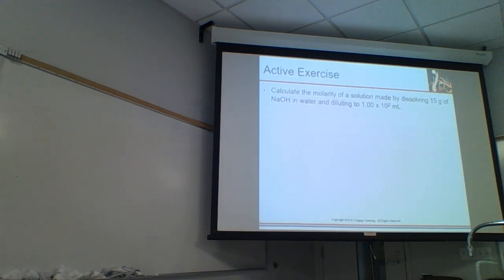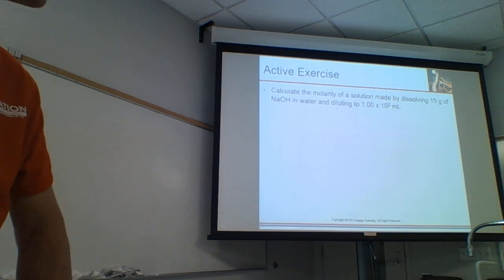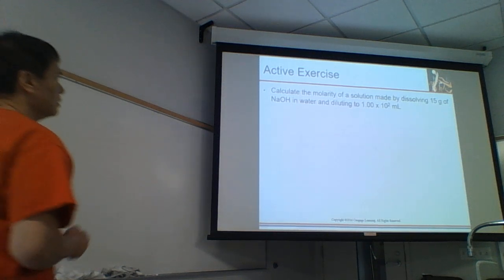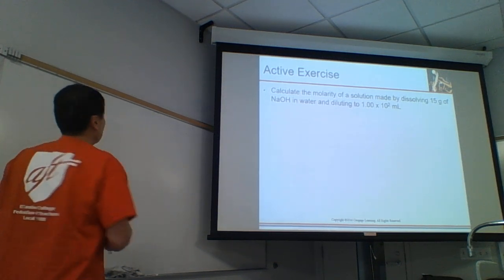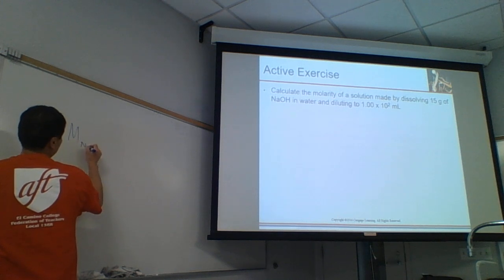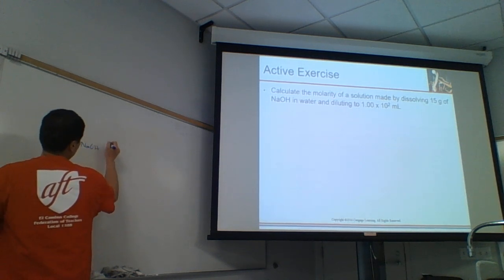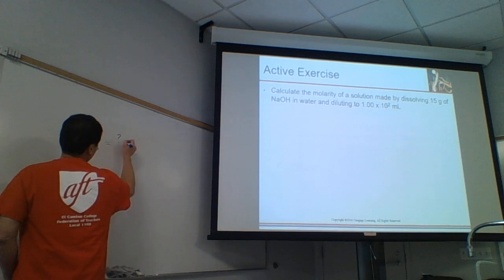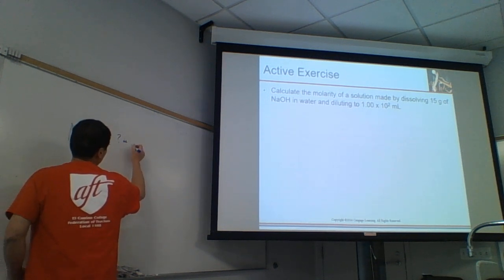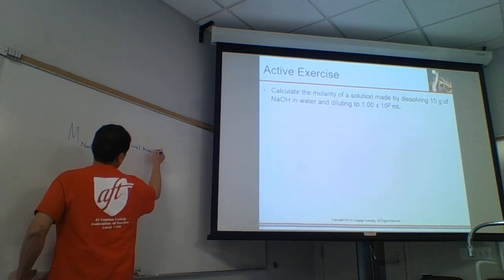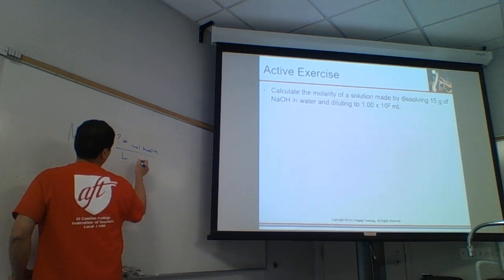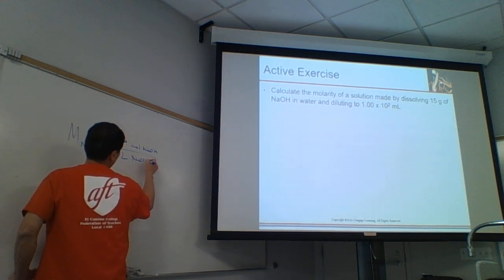All right, so calculate the molarity. Did we do this one? Calculate the molarity of a solution made by dissolving 15 grams of sodium hydroxide in water and diluting it to 100 milliliters, 3 sig figs. We didn't do it? Okay. So we wanted to calculate the molarity of the sodium hydroxide. Molarity of sodium hydroxide is the number of moles of pure sodium hydroxide per liter of sodium hydroxide solution.